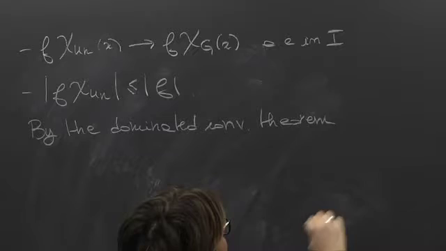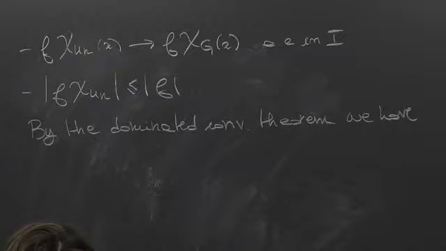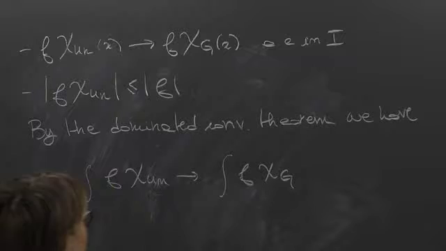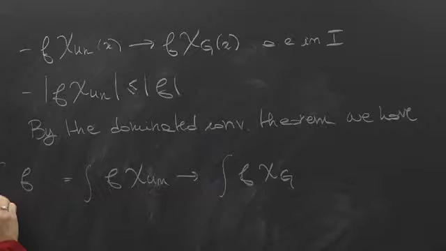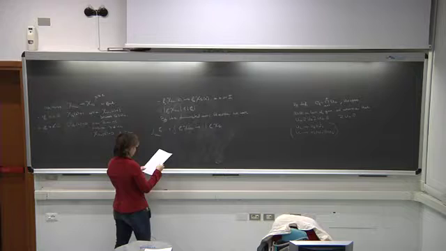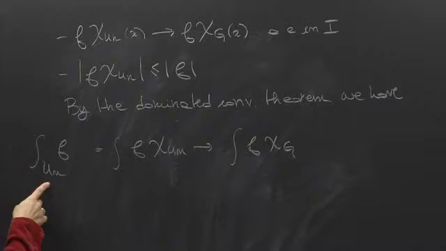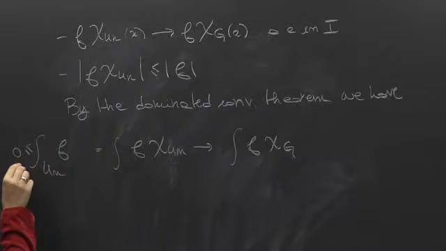we have that we can pass to the limit under the sign of integral. So we have that the integral of f times u_n converges to the integral of f times g. Okay, this is of course f of u_n. So we have that these are open sets, okay? So by hypothesis we know that this is non-negative.